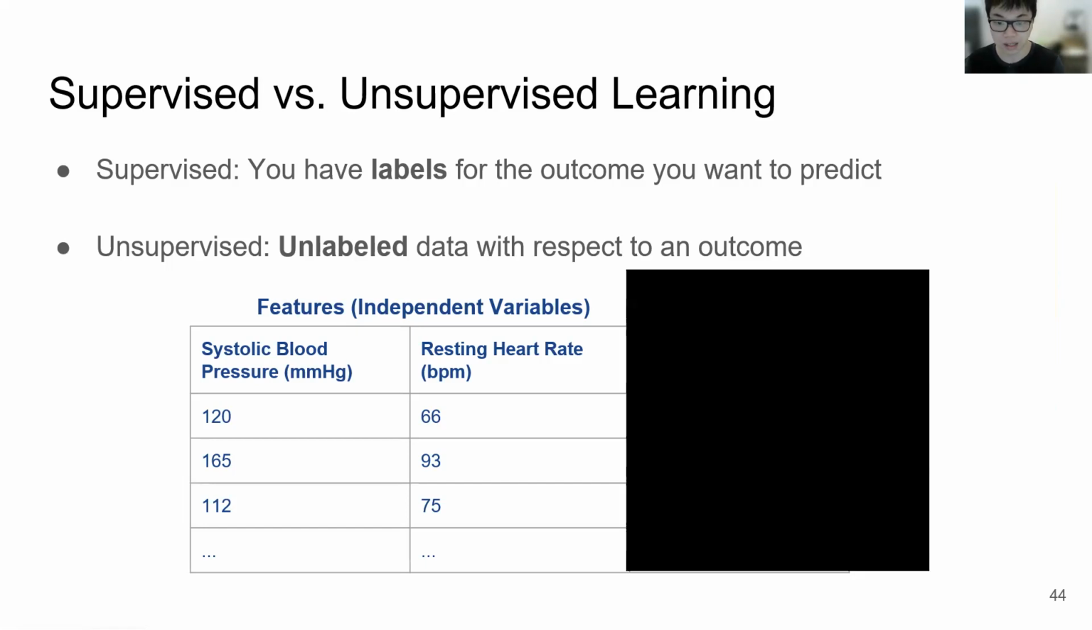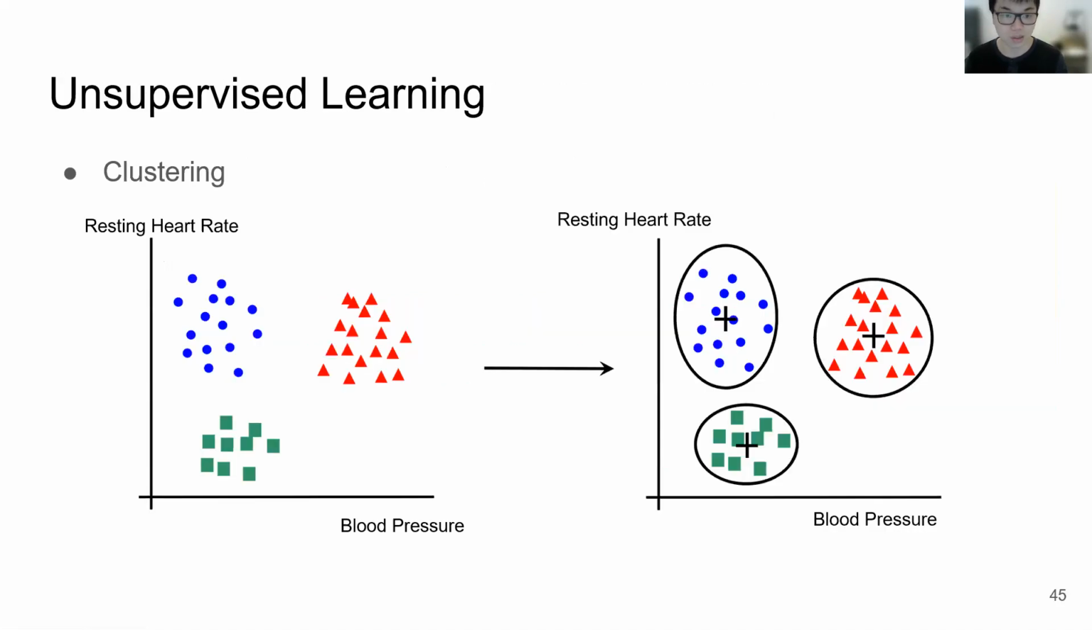In unsupervised learning, this is not available. We only have the variables which we think are relevant, but we don't have the outcome. So at first, this is a bit unintuitive. How do we make a model if there's nothing to compare it and validate it with? With unsupervised learning, the goal is usually clustering, where we have different groups of data.